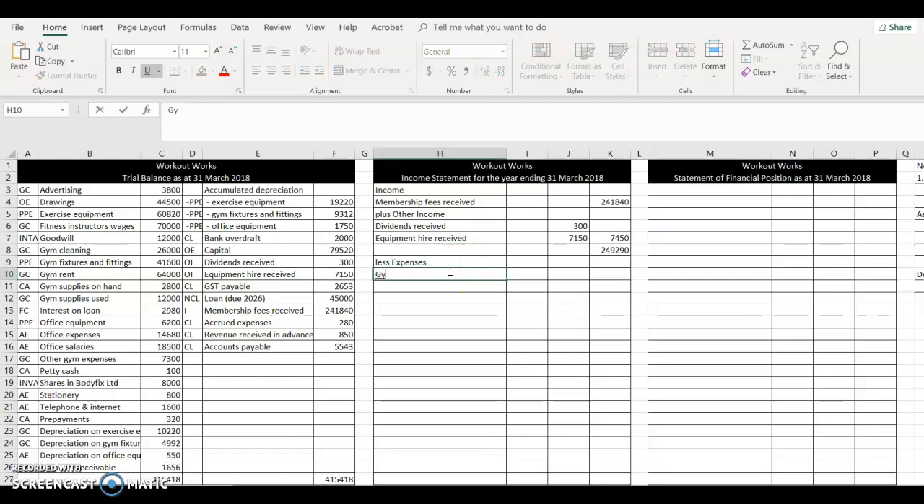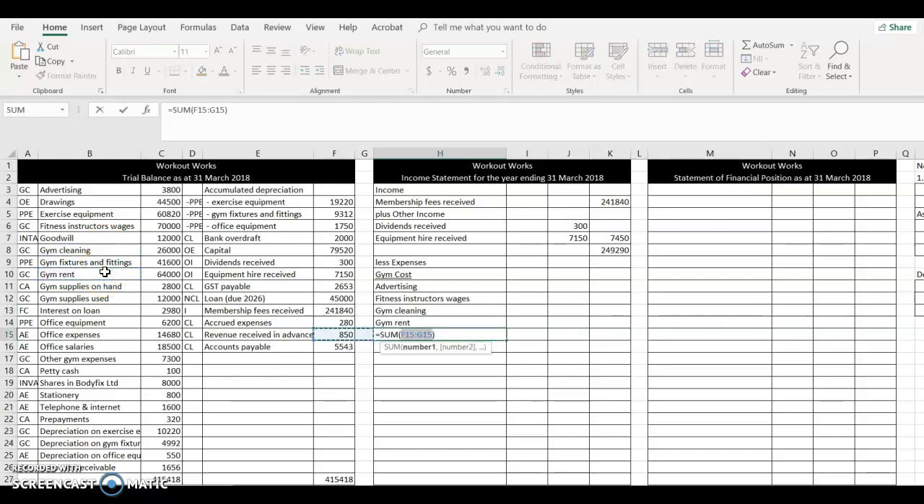So the first one, type in your gym costs, and I've underlined those. That tells me it's a heading. And we're just going to grab all those things that are gym costs. Fitness instructor advertising first. Fitness instructor wages. Gym rent or gym cleaning. Quite lucky in this one that we don't have a cost of goods sold. Fixtures and fittings are not.